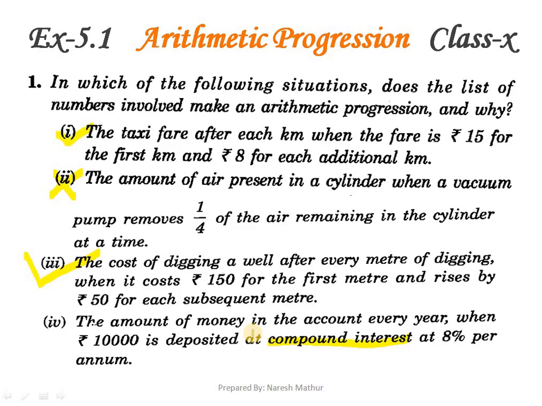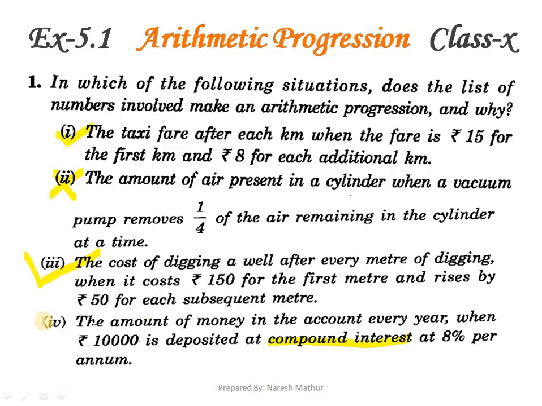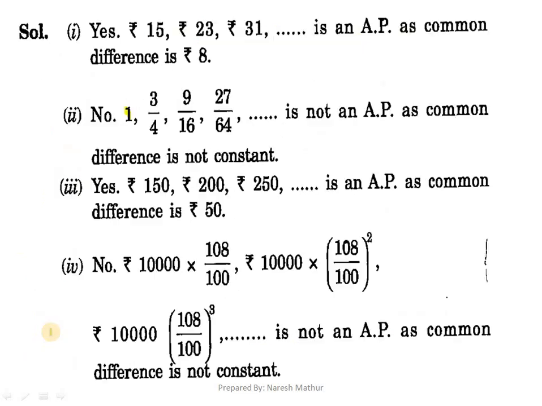So the common difference would differ between each pair of consecutive terms. The common difference would not be the same. Therefore it will not make an AP. So out of four conditions, half, or 2 conditions, are making an AP and 2 are not.